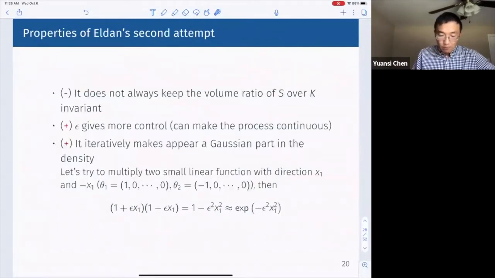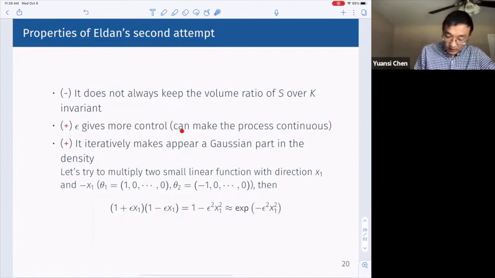And what are some properties of this second attempt? One negative is that, unlike the previous localization process where you start with a fixed volume ratio of 1/2, during this process you might not always keep the volume. It depends on how exactly you do it, but in general, you don't.